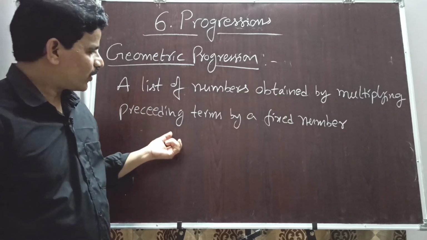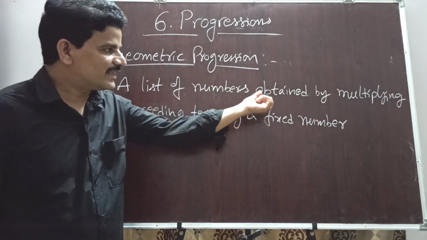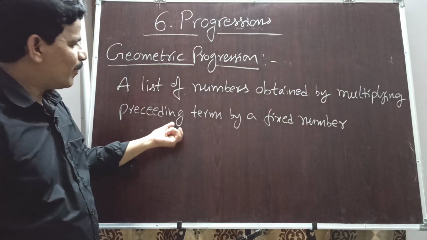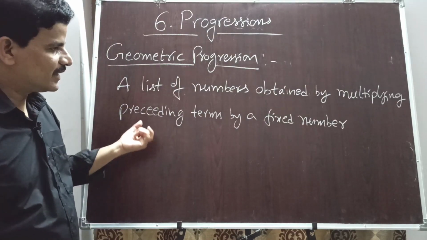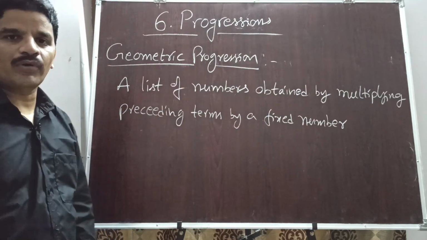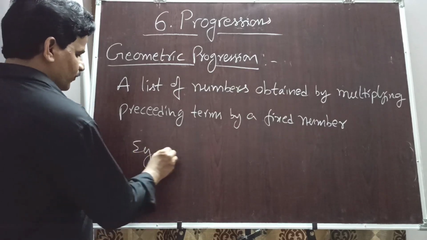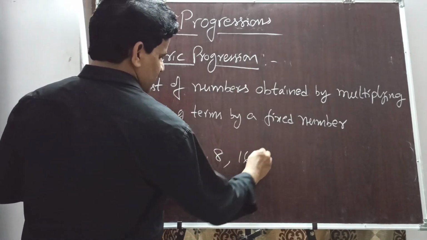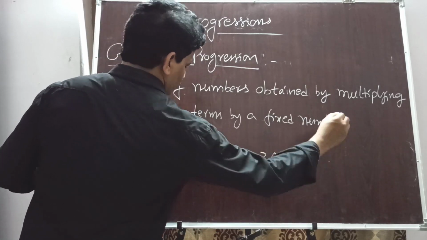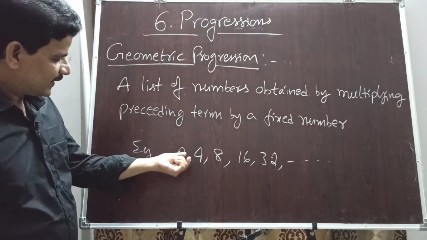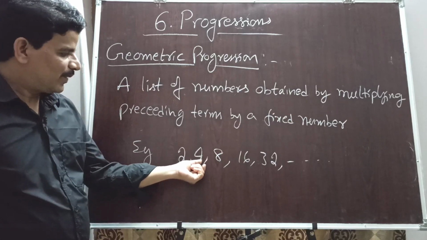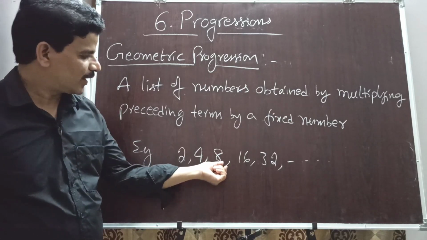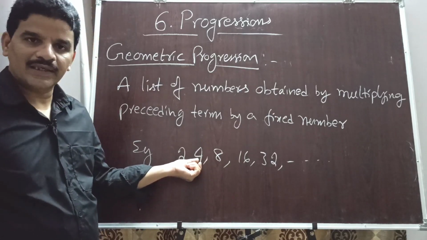So in geometric progression, a list of numbers, each number is obtained by multiplying with a fixed number, is called geometric progression. Example: 2, 4, 8, 16, 32 and so on. So here, the second term is obtained by multiplying with what? 2.